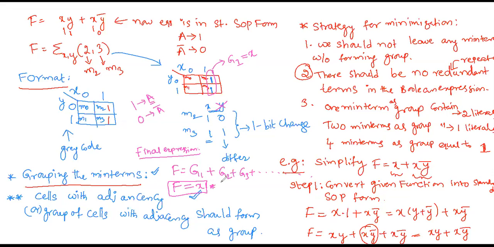Cells with adjacency should form as a group, and we are having M2, M3 minterms. We need to check whether these two are adjacent or not. These two will be adjacent if there is only one bit differ, only one bit change. So M2, M3 is adjacent cells. So form as a group and give the name. After forming the group, you need to give the name G1 and write the expression for it.